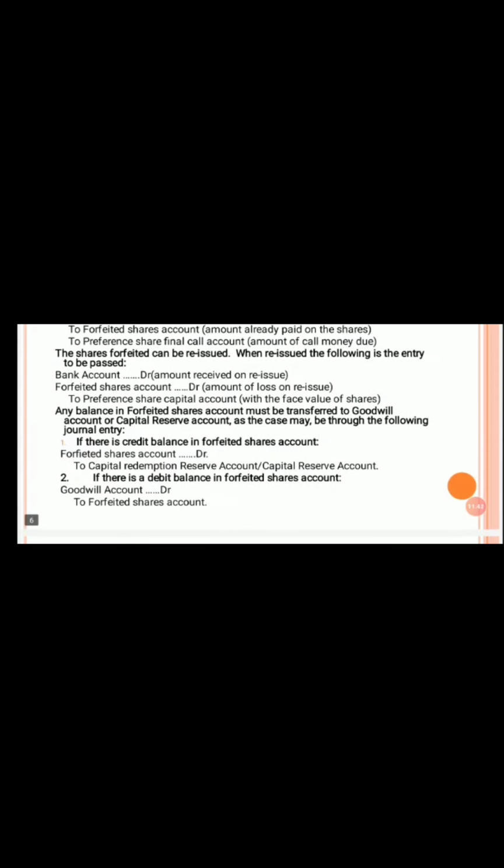The next one you have is, if there is any balance left over in forfeited shares account, it must be transferred to goodwill account or it can be transferred to capital reserve account as the case may be by passing the following journal entry. What is the first journal entry? If there is a credit balance in forfeited shares account, what is the journal entry? Forfeited shares account debit to capital redemption reserve account or capital reserve account. This is when in the forfeited shares account there is a credit balance.